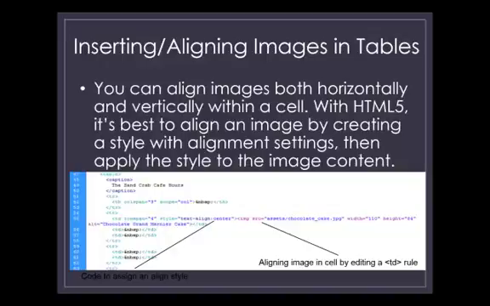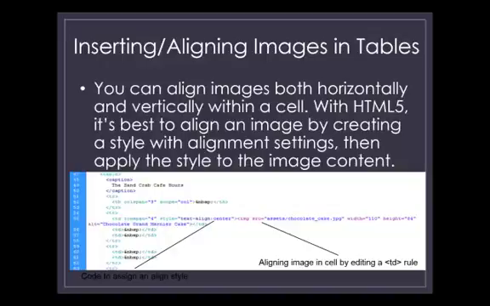And with HTML5, it's best to align the image by creating a rule with alignment settings, and then apply that rule to the image content. So for example, if you've inserted an image in a table cell, you can create a class rule in your style sheet called something like image table cell. And then that will assign a center align property to the rule. After you save the rule, you're going to select the image and then apply the image table cell rule to it. It will then center align itself within that table cell.